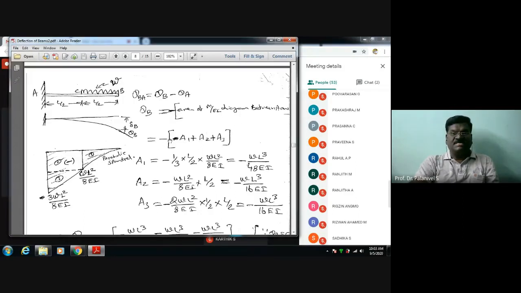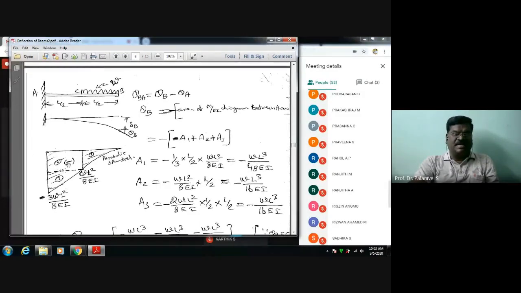That is equal to minus the area of the M by EI diagram between A and B, which means this area A1 plus A2 plus A3. A1 is a spandrel, that's why it is 1/3 into BH. Here it is L by 2 into WL square by 8EI. This is B, this is H, for this spandrel. So we take 1/3 of this one. We got this area.